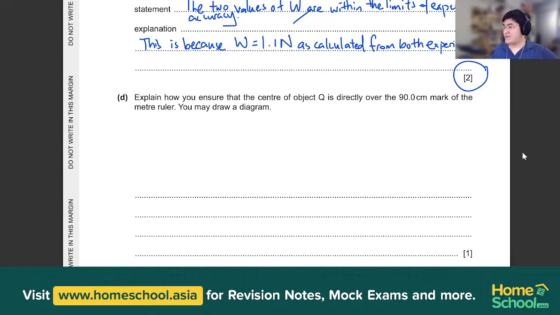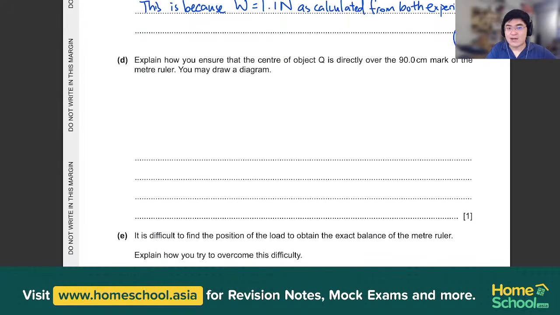Part D wants you to explain how you ensure the center of object Q is directly over the 90 cm mark of the meter ruler, and you may draw a diagram. So this is a 1 mark question that wants you to explain how you ensure object Q is directly over the 90 cm mark.